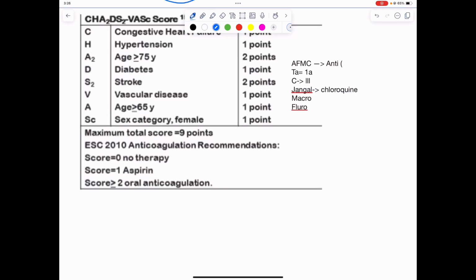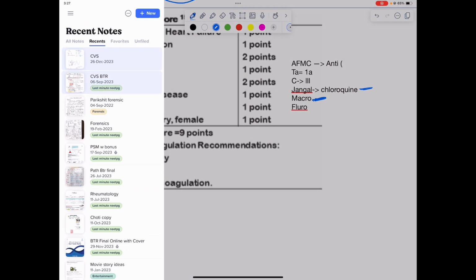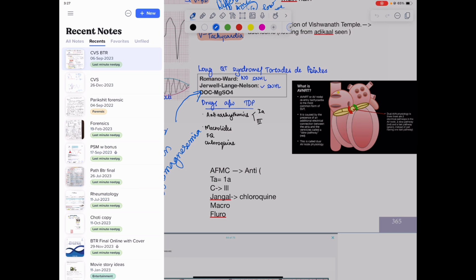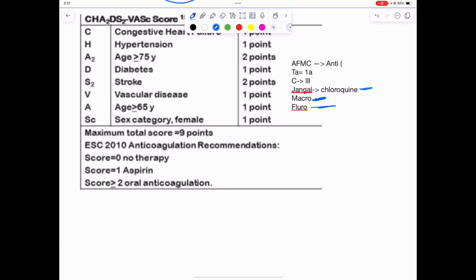What are the drugs that predispose to torsades de pointes? Remember that we have macrolides, chloroquine, fluoroquinolones, and antiarrhythmic drugs. The antiarrhythmic drugs belonging to class 1A and 3, both classes of drugs are prone to causing arrhythmia or torsades de pointes. Just for the sake of revision, what was the mechanism of action? In 1A there was sodium as well as potassium blocking activity, whereas in class 3 it was only a potassium channel blocker.